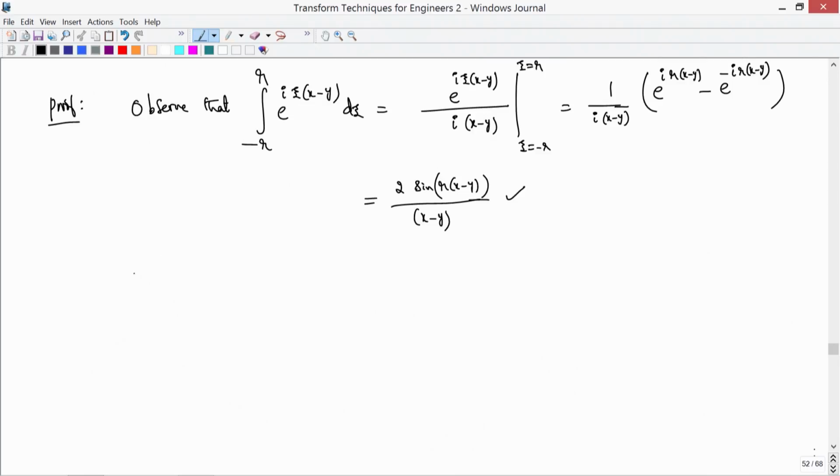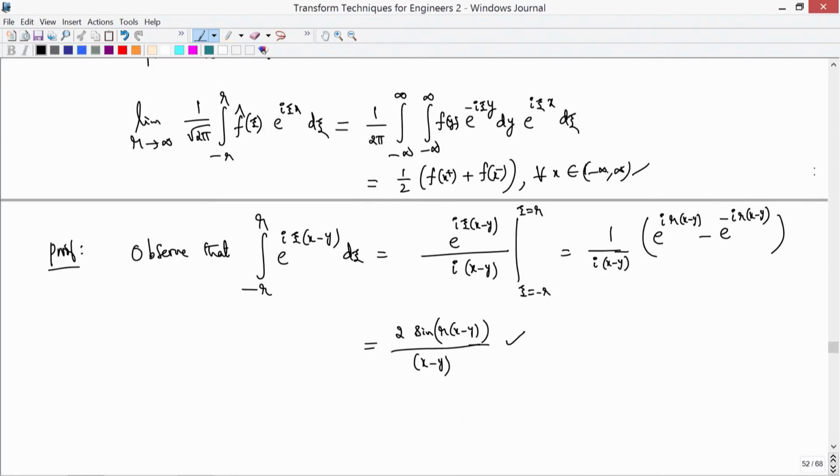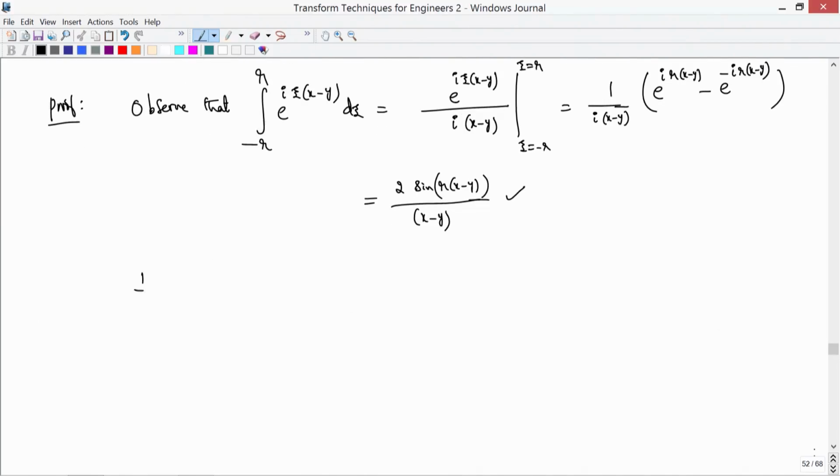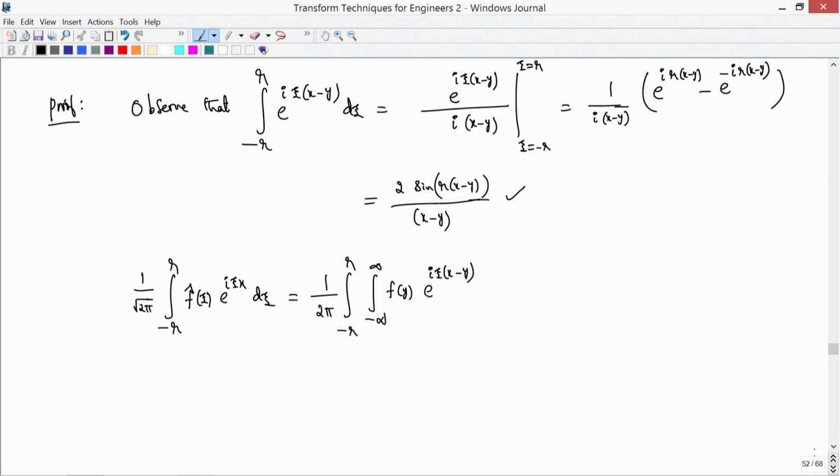Now I take this part in your statement: 1 by root 2π, integral from minus r to r of f cap of ξ e^{iξx} dξ. I will replace f cap by the Fourier transform definition. So you get 1 by 2π, integral from minus r to r, and the integral from minus infinity to infinity of f(y) e^{−iξy} dy, combined with e^{iξx}, so e^{iξ(x−y)}, with dy and then dξ.